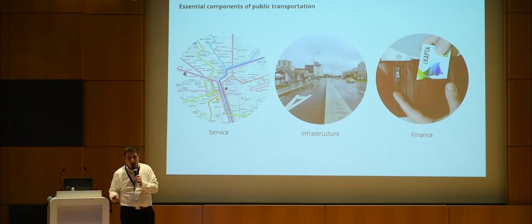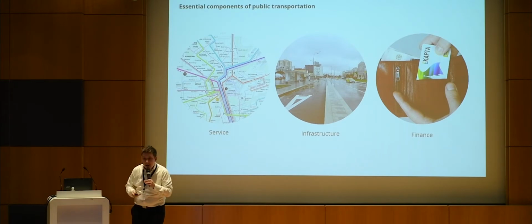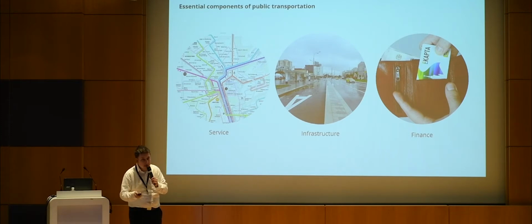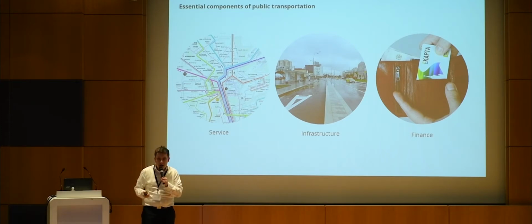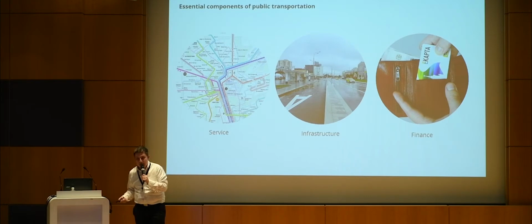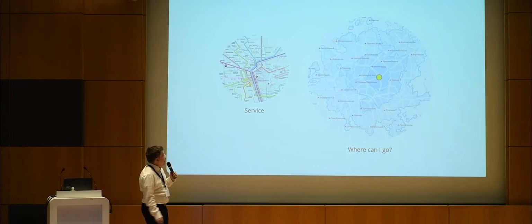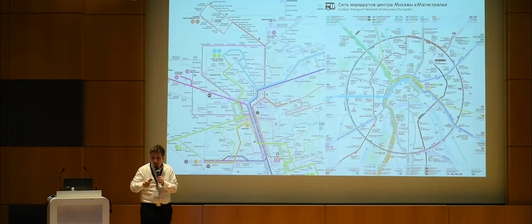Service is a set of lines connected, hopefully, into an integrated network, and the frequencies assigned to these lines, meaning how often the buses or any other mode of transportation go along these lines. And so service is effectively defining where we can actually go. Again, you can see an isochrone. It's another sort of isochrone, but it tells the same story. It tells where can I go.